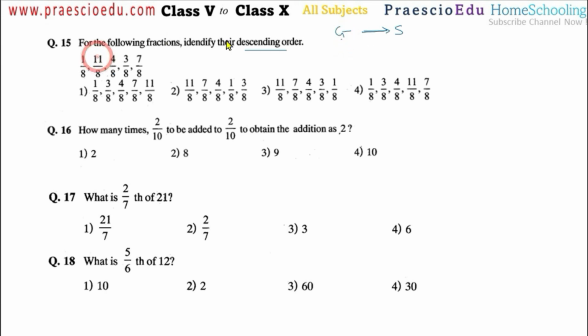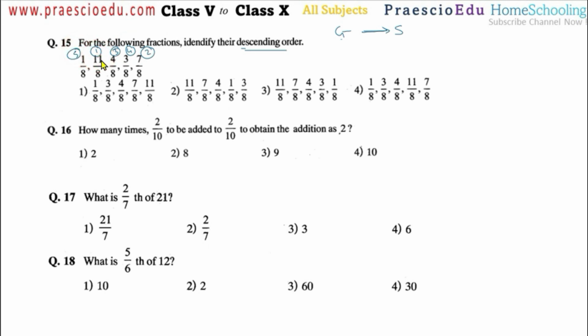So in descending order, the first number is 11 by 8, because 11 is greater. After the 11, 7 is greater, so this is number 2. After 7, 4 is the greater one, so this is 3, and then 3 by 8 is the fourth in order, and then 1 by 8 is the fifth in order.